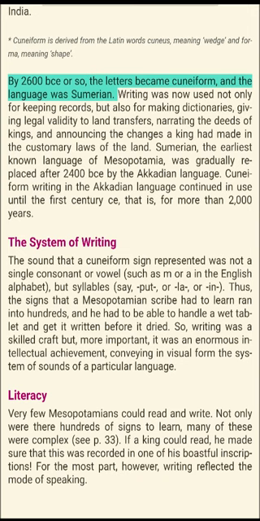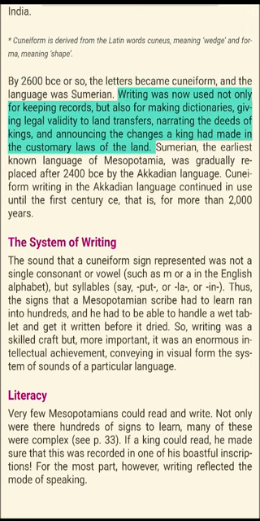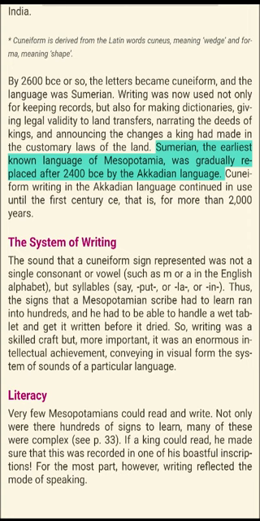By 2600 BCE or so, the letters became cuneiform, and the language was Sumerian. Writing was now used not only for keeping records, but also for making dictionaries, giving legal validity to land transfers, narrating the deeds of kings, and announcing the changes a king had made in the customary laws of the land.